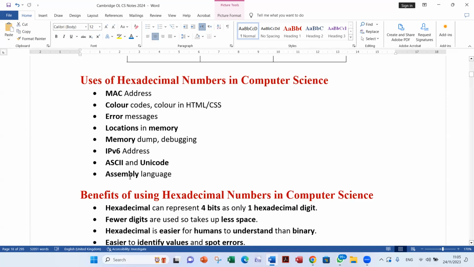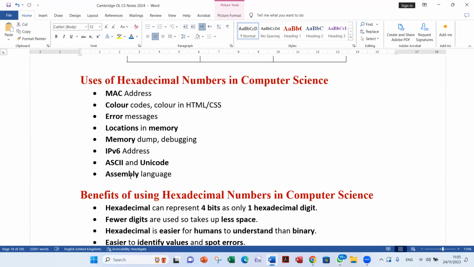Uses of hexadecimal numbers in computer science. The MAC address, all the examples I will say here are actually in binary inside the computer, but it would be easier to represent for humans in hex. So the MAC address is actually ones and zeros inside of the computer, but it is easier to represent for humans as hexadecimal because they are shorter and easy to convert back and forth between binary and hex.